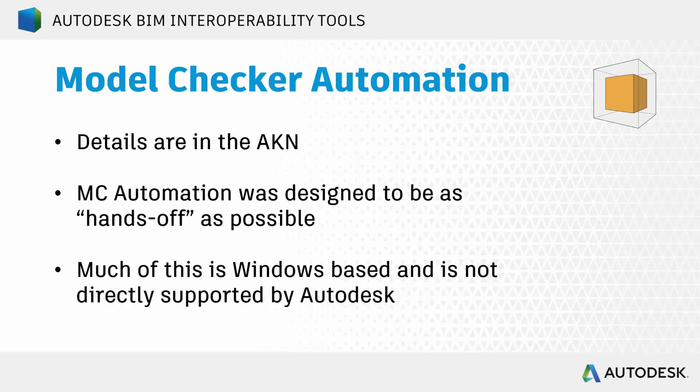The Autodesk Model Checker for Revit comes with the BIM interoperability tools, and it has a feature that lets you automate running of the checks on your Revit model files. Details about setting it up and the basic use can be found in the Autodesk Knowledge Network. This video is going to build on that information by talking about using the Windows Task Scheduler to give it even more of a hands-off approach. The automation functionality was specifically designed to let you run your checks without touching Revit at all.